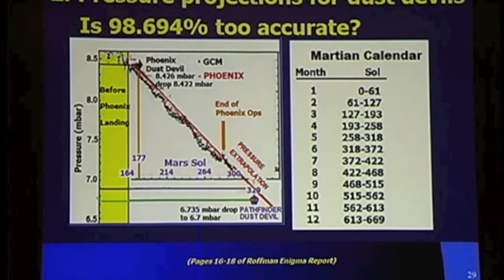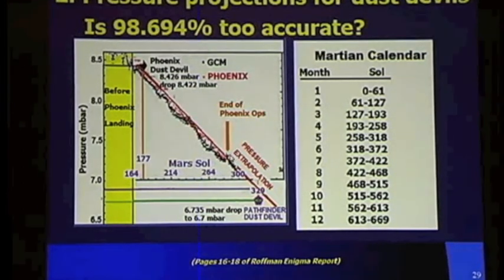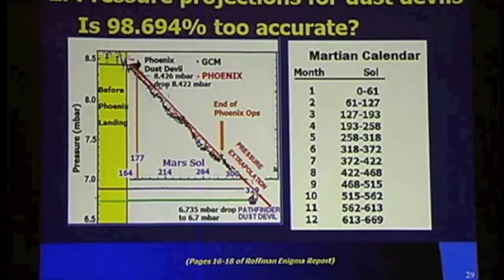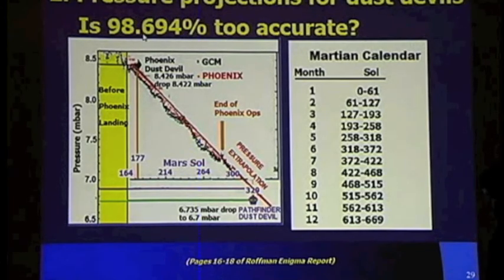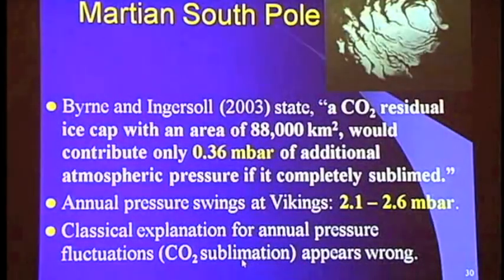The red dots are the actual data, and the red line is the extrapolation. Now, the Phoenix died around Sol 300. I take the straight line extrapolation down to the same time of year when Pathfinder saw a dust devil. And if I account for the slight difference in height of a couple hundred meters, I can predict the pressure there to that precision. I have information on this in my report, pages 16 to 18, on how I did the calculation. But I should be able to do it that easily.